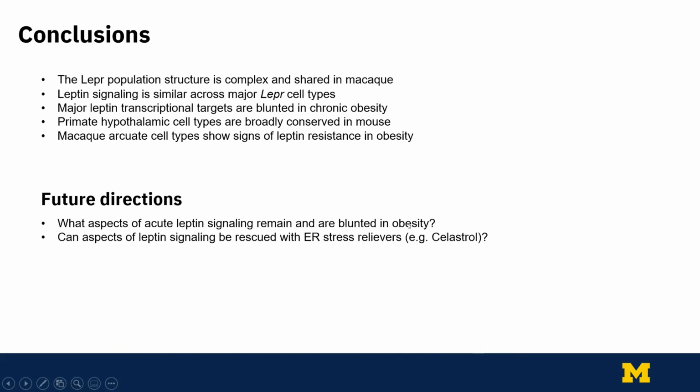So for example, we'd like to treat our leptin receptor SUN1 cells with acute leptin and see if maybe AGRP or POMC cells still retain the capacity for leptin signaling. And we'd also like to know what happens to leptin signaling and leptin action across the cell types with known leptin resistance, known leptin sensitizers, for example, celastrol. Can we restore distinct aspects of leptin action, and what effects do those have on physiology?